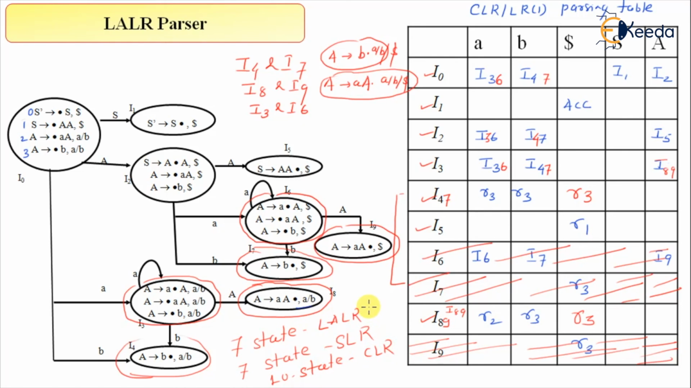One important point: LALR and SLR always have the same number of states. CLR may have more states. Remember this point. That's all for this discussion. Thank you.